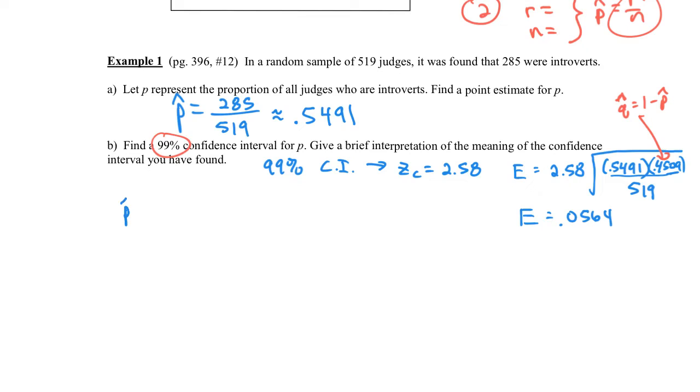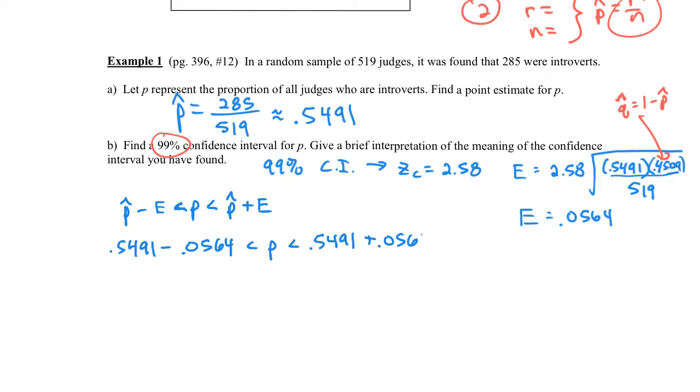Once we have this, we can build our confidence interval. Our confidence interval is p hat minus E is less than P, which is less than p hat plus E. And p hat we found out was 0.5491 minus 0.0564, it should be less than the population proportion P, which should be less than 0.5491 plus 0.0564. If you do the arithmetic here and clean it up, I'm just going to round it to 2 decimal places, and this is what I get. We believe P would be between 0.49 and 0.61.